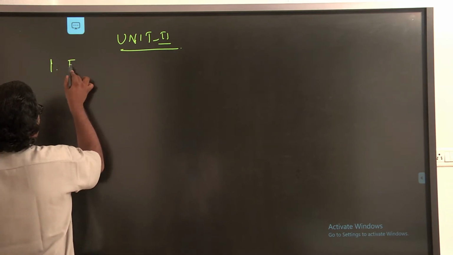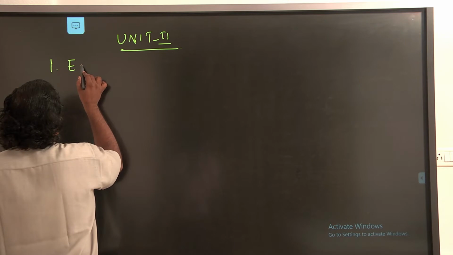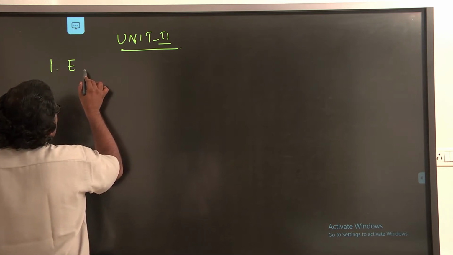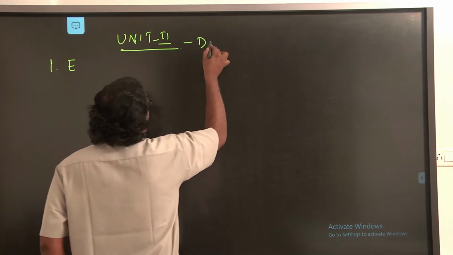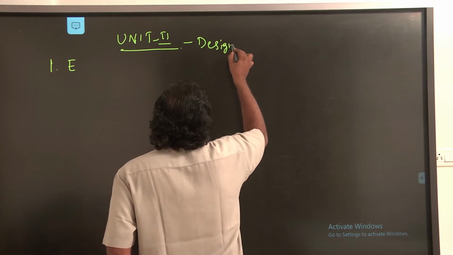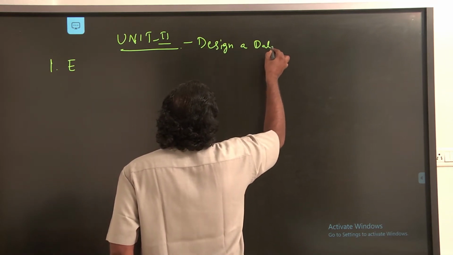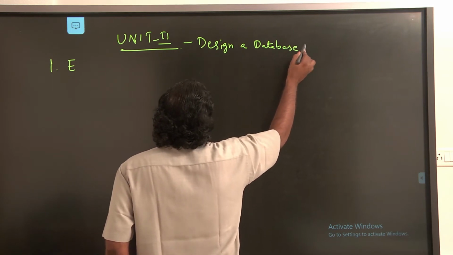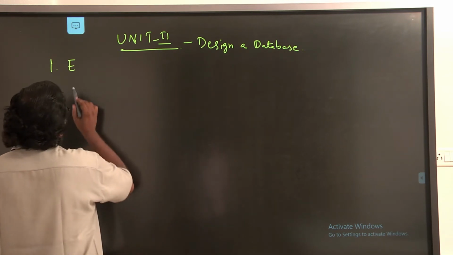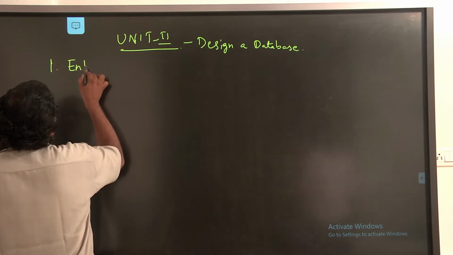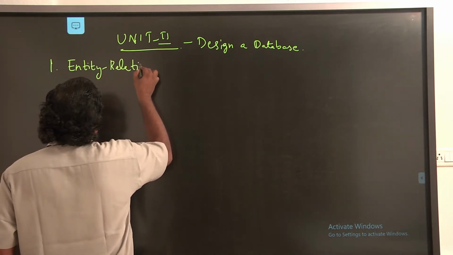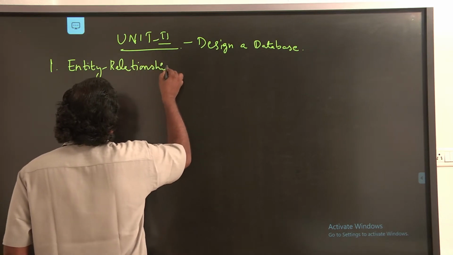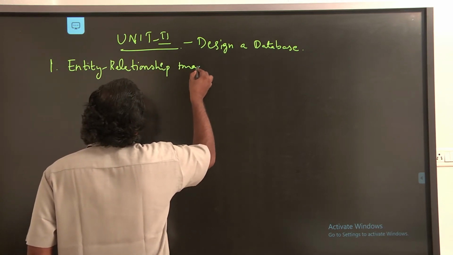What I discussed with you in the earlier class is that your Unit 2 is all about how to design a database, and it is all about the entity relationship model.